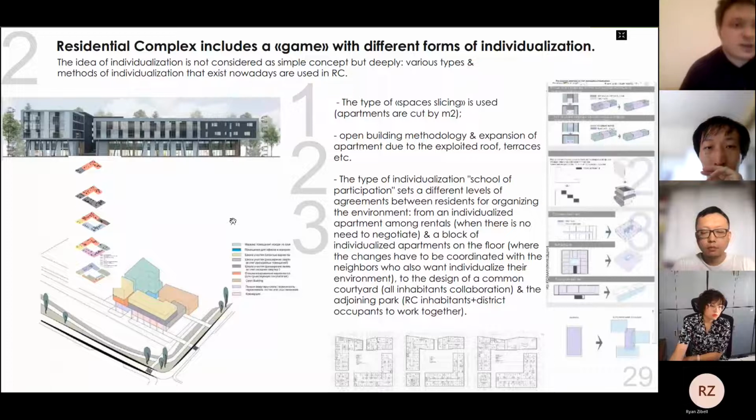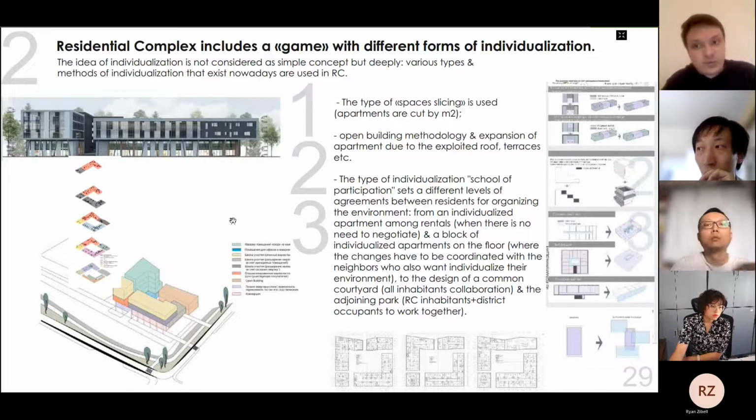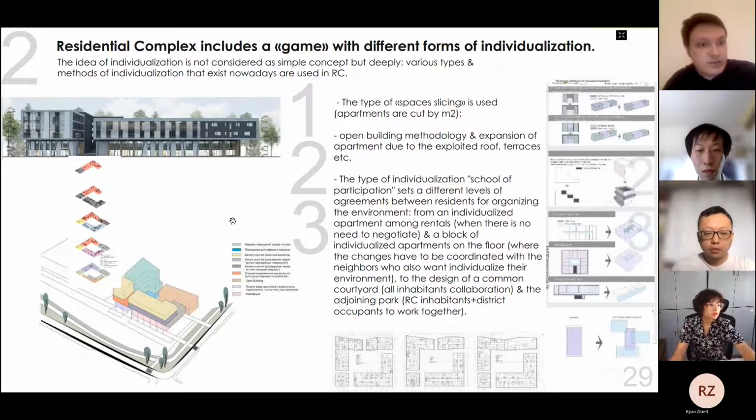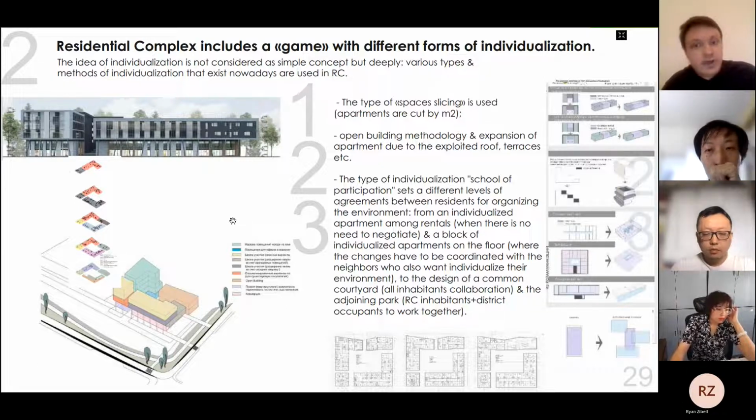So the second case is a residential complex, which includes a game with different forms of individualization. The idea of individualization is not considered as a simple concept, but deeply. Various types and methods of individualization that exist nowadays are used in the complex. The type of space slicing, open building ideas and methodology.